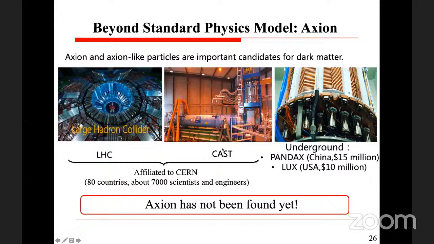There are several large experiments in the world currently trying to explore it, for example the LHC, CAST, and PandaX. Even though a lot of money and people are trying to explore it, axions have still not been found yet.